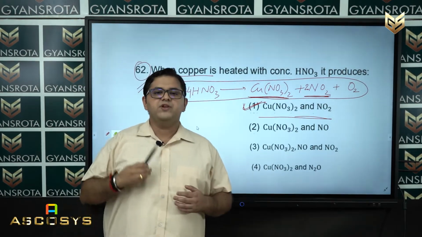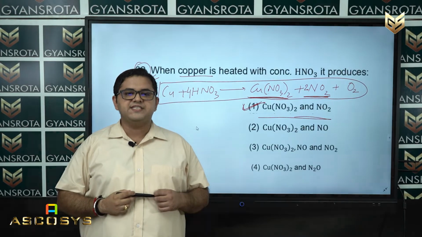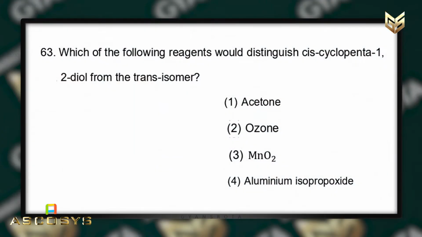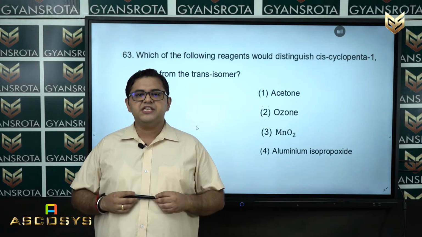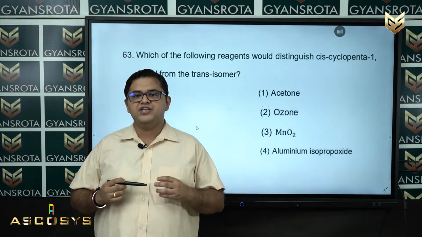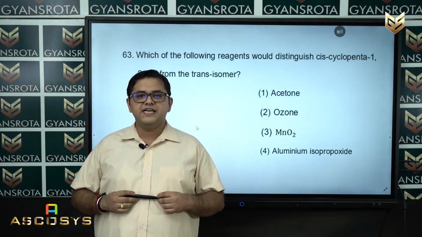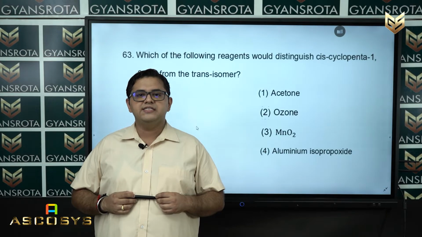Now we are moving to the next question, that is question number 63. Question number 63 is on your screen. Which of the following reagents would distinguish cis cyclopentane 1,2-diol from the trans isomer? This question basically comes from the aldehydic chapter of your class 12 NCERT. Now we are moving to the solution part.